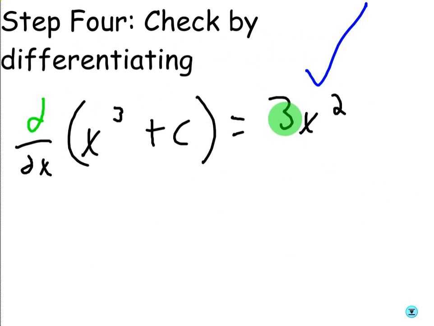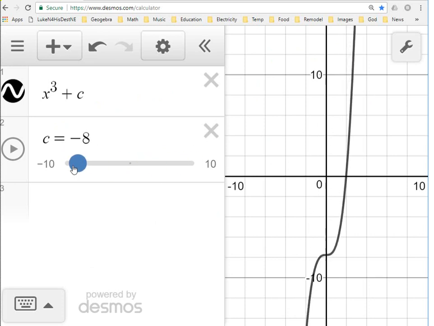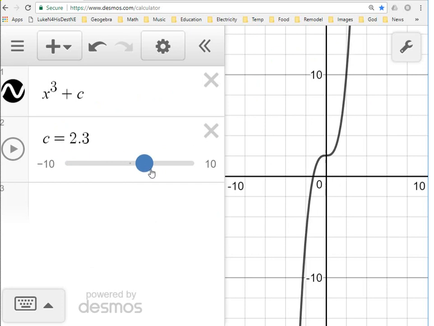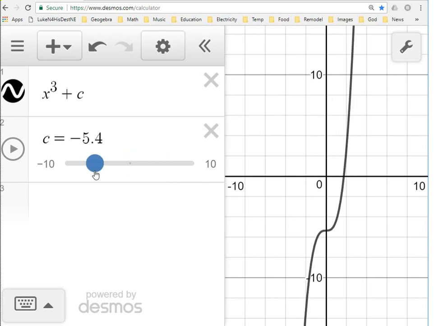Again, I want to show you what that looks like on a graph. So here's x cubed plus c. No matter where I move this c value, it could be 100 or negative 100, doesn't matter. The slope of this graph doesn't change, just its position. Remember, slope means the derivative. So the derivative of x cubed plus whatever is still going to be 3x squared regardless.